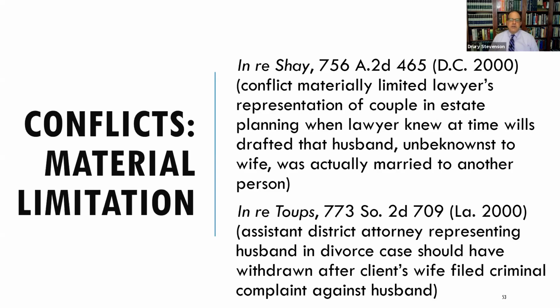A conflict materially limited a lawyer's representation of a couple in estate planning when the lawyer knew at the time the wills were drafted that the husband, unbeknownst to the wife, was actually married to another person. This is kind of a humorous example, and there's actually another famous case in some of the professional responsibility lectures and books of a husband and wife.